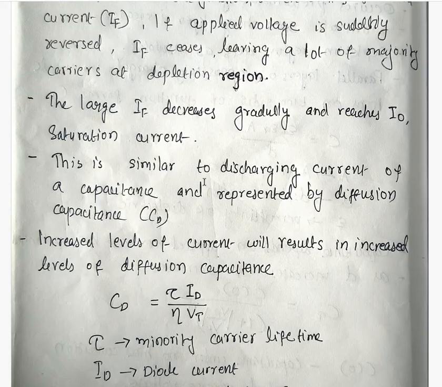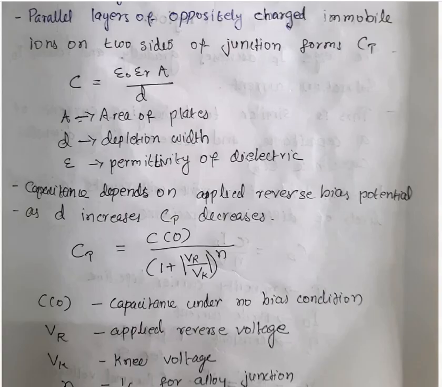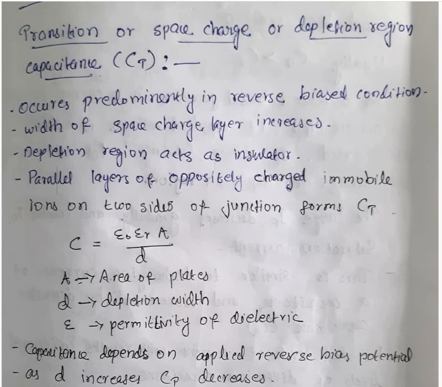The diffusion capacitance happens in forward bias PN diode and transition capacitance happens in reverse bias PN diode, which are both used in some applications. So these are about capacitances in PN diode.